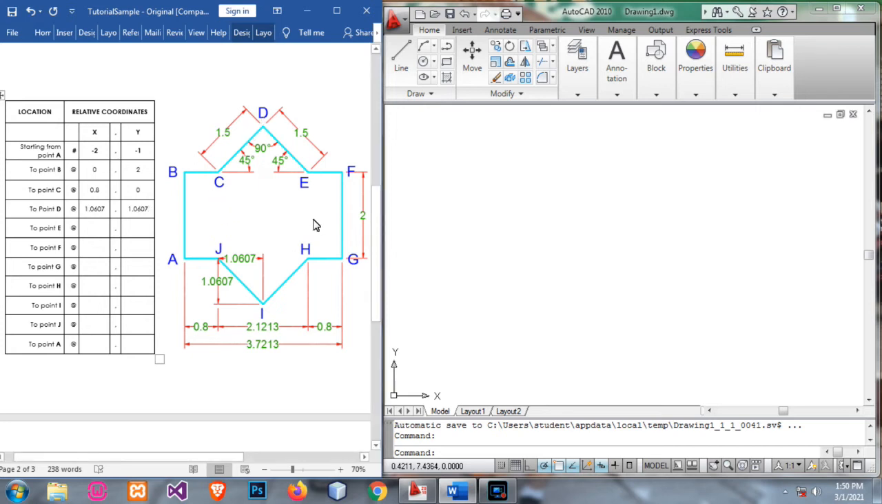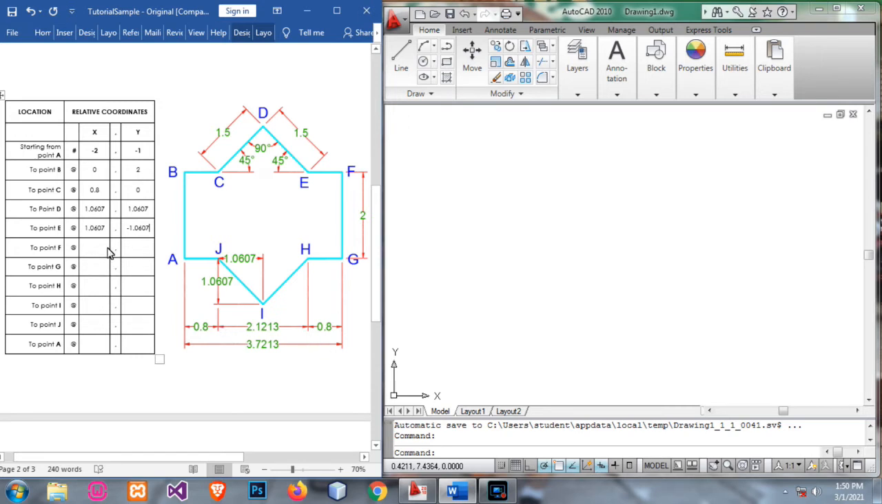Next, from D to E, we move to the right, that is positive, and we move downward, and that is negative. So both X and Y change. From D to E, we move to the right at 1.0607. So that is positive. And 1.0607, which is negative for your Y. Negative 1.0607, because we move downward. So it's easy, right?